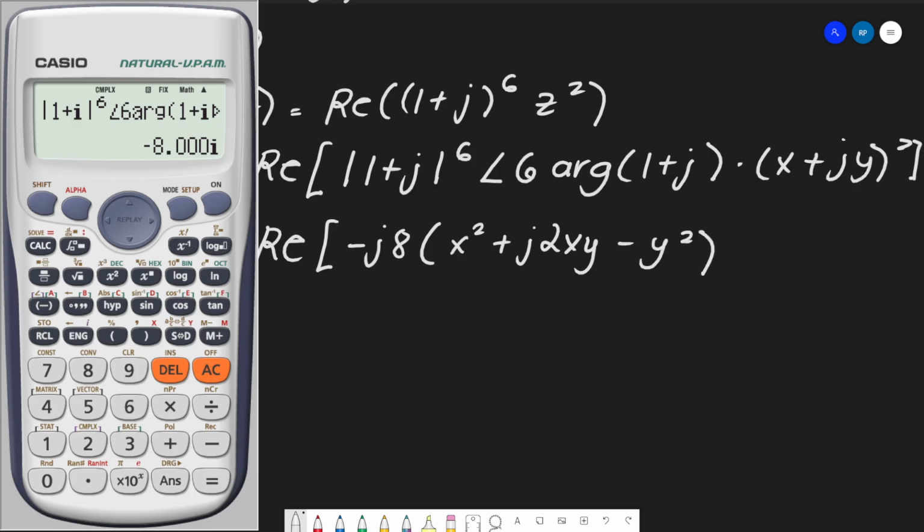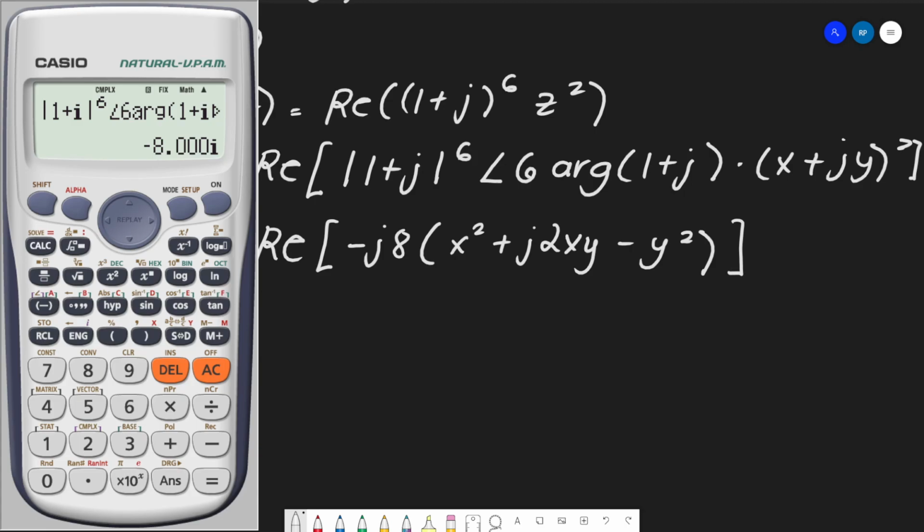Why did it become negative y squared? Doesn't the y have a j? So, j squared is equal to negative 1. Then y squared is y squared. So, negative 1 times y squared is negative y squared. Okay, next.